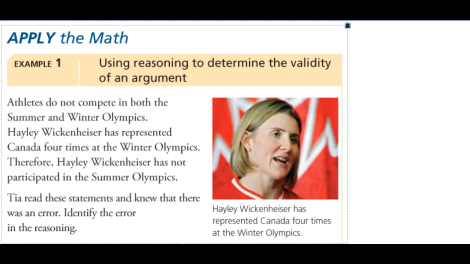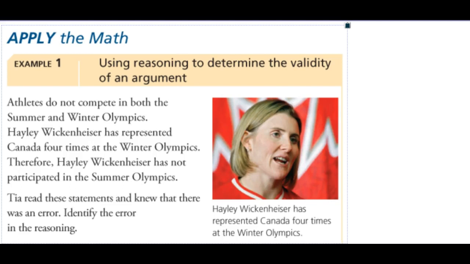Example 1 is talking about Haley Wickenheiser. It says, athletes do not compete in both the Summer and Winter Olympics. Haley Wickenheiser has represented Canada 4 times at the Winter Olympics. Therefore, Haley Wickenheiser has not participated in the Summer Olympics. Tia read this statement and knew that there was an error. Identify the error in reasoning. Is there an error in this?